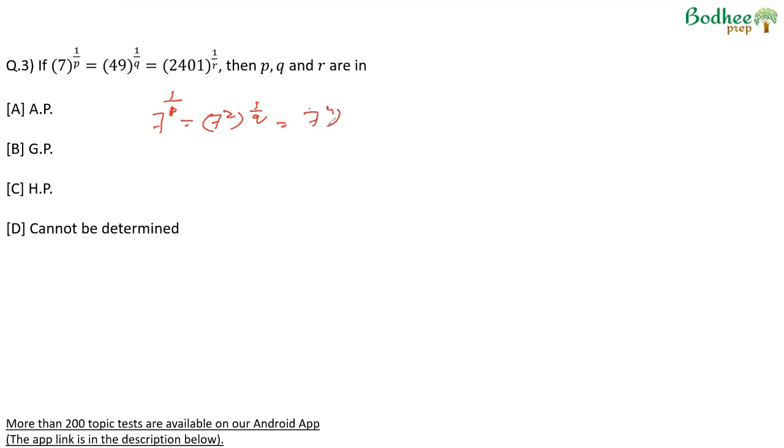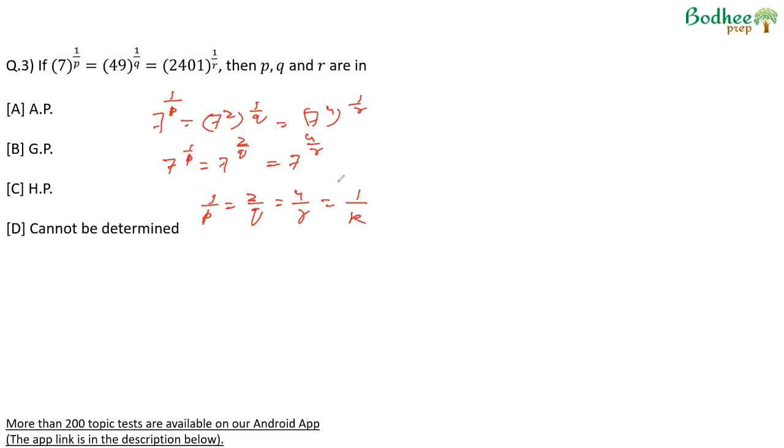2401 becomes 7 raised to power 4, raised to 1/r, which means 7 raised to power 1/p is equal to 7 raised to power 2/q, multiplying the powers, is equal to 7 raised to power 4/r, multiplying the powers. Since the bases are same, we can say 1/p is equal to 2/q is equal to 4/r. Let this be equal to, say, 1/k, where k is a constant.